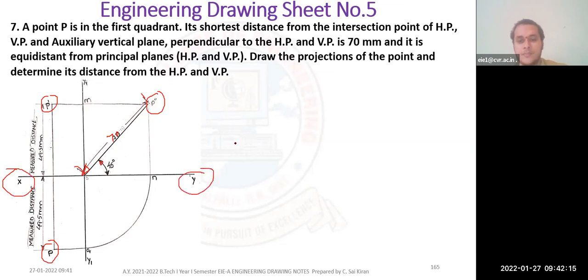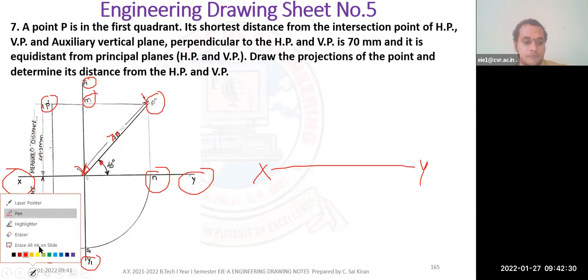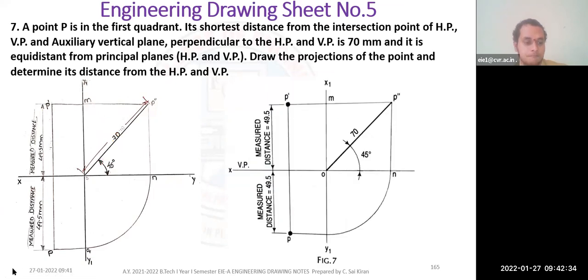Whenever you are using the projection of points, lines, scales, anything, first draw the XY line. First step, draw the XY line. Then draw the X1, Y1 line. Then you have to write N and M. So this is the problem.